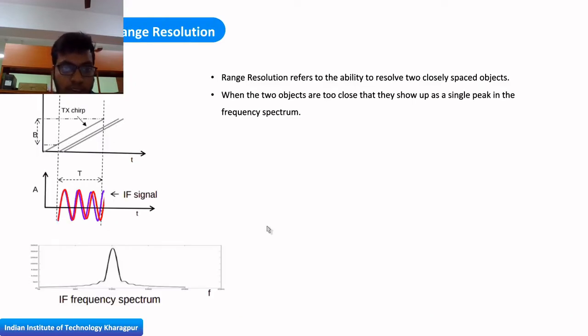Now our next task is to figure out the range resolution. Suppose I have two objects that are very close to each other. In that case, the two received charts will lie very close to each other, and in the time domain IF signal plot, once I apply Fourier transform, I will have a single peak in the frequency domain, right. So that makes it very difficult to distinguish two objects which are very close.